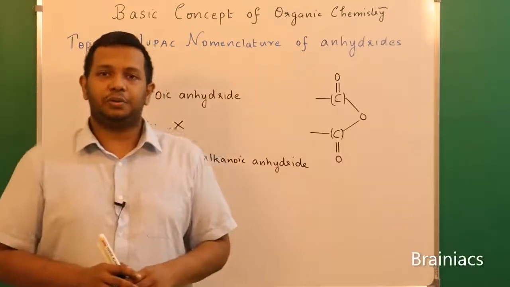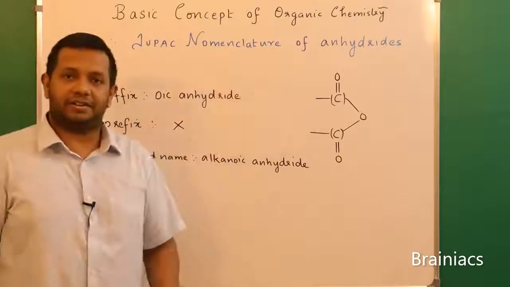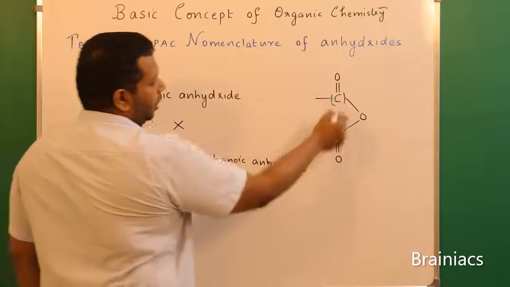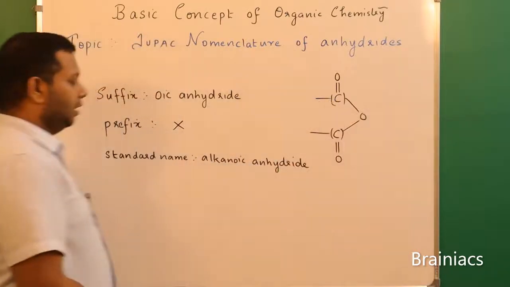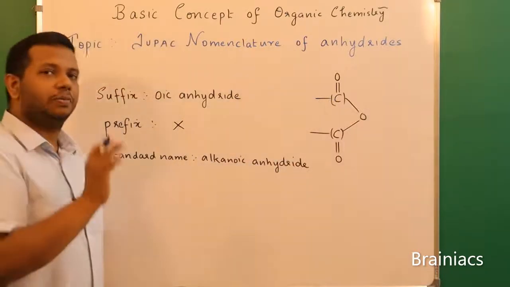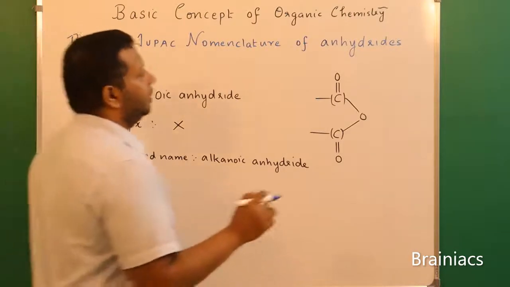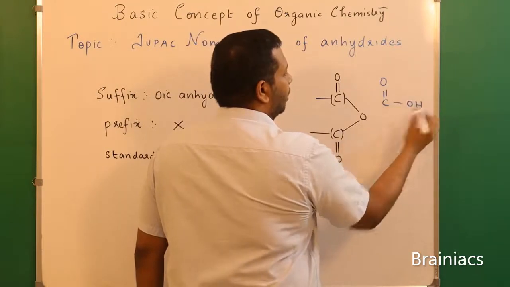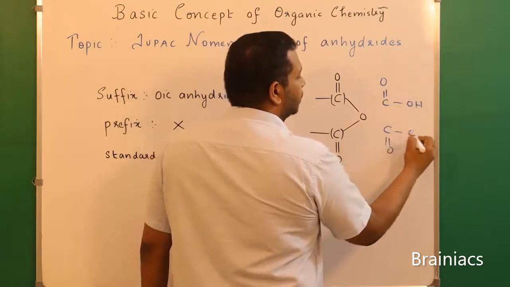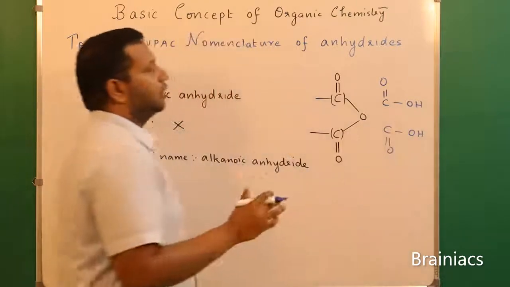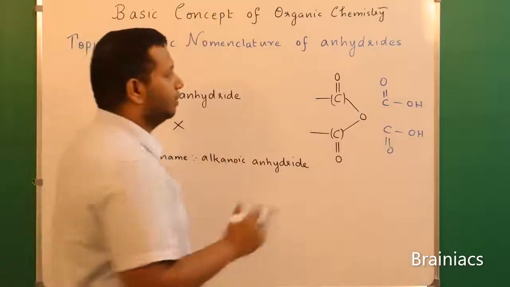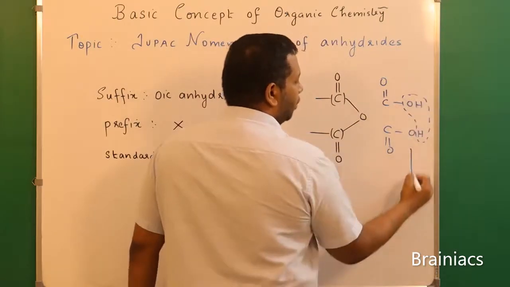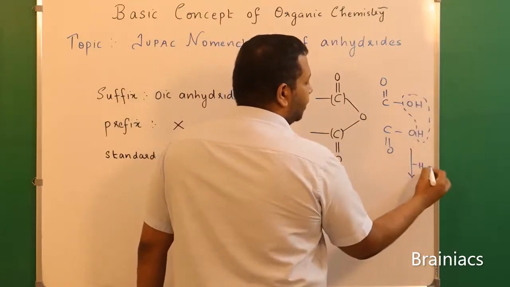Next we are going to discuss the nomenclature of anhydrides. You can see the functional representation is two carbonyl groups linked through an oxygen atom. For your understanding, let me explain how an anhydride is obtained. Please listen: whenever you have two acids, C double bond O with OH, and another C double bond O with OH, and two acids combine, water elimination happens. On heating, water gets eliminated.